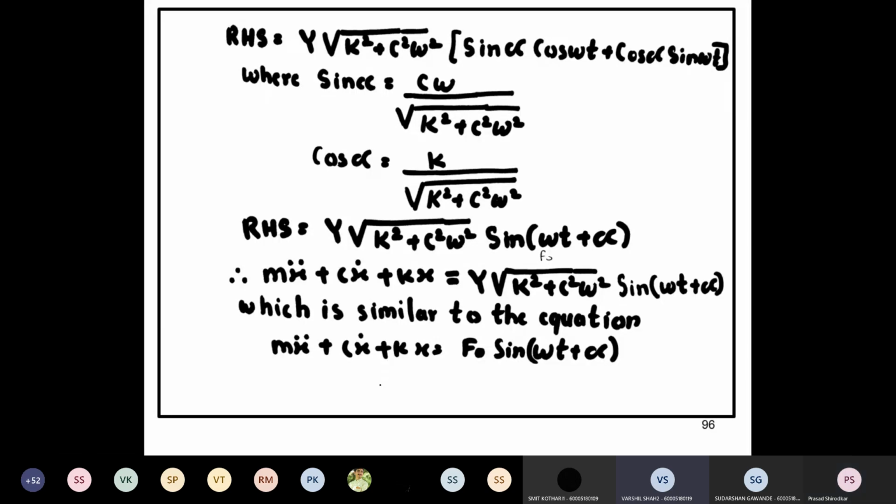Sir, we are applying force F0. And where is the force applied? Sir, on the mass. Okay, and then we saw case 2. What was case 2? Sir, in the beginning of the lecture, rotating imbalance. Right. So case 1 and case 2 have already been done. Now this is case 3. Alright. Anybody else has any other questions?